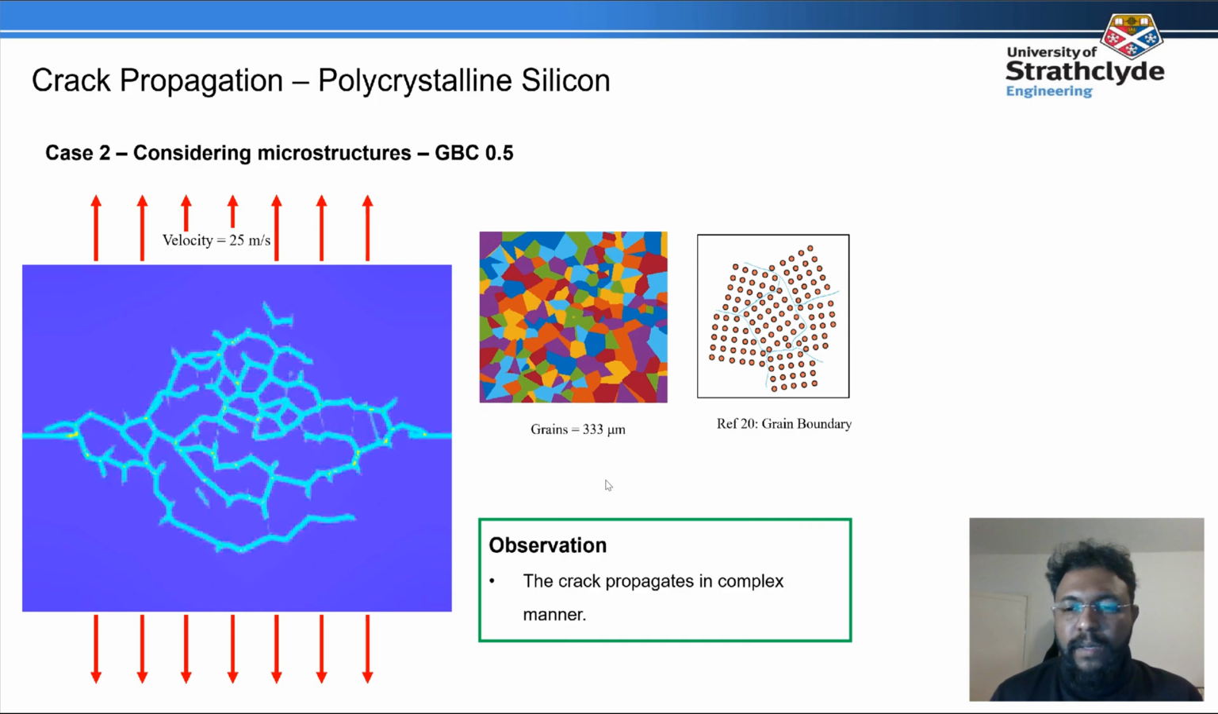From this observation, the crack propagates through the grain boundary. This proves the importance of considering the microstructures.